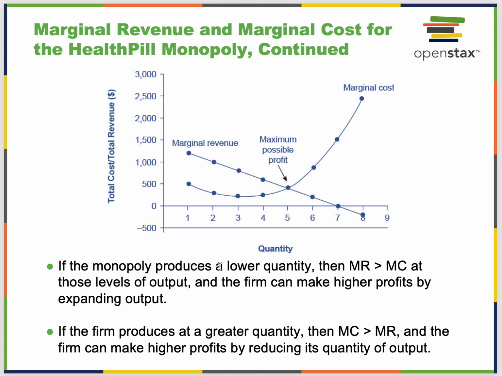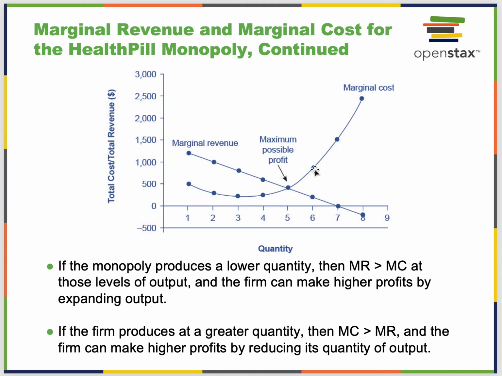If the monopoly produces a lower quantity, then marginal revenue is greater than marginal cost at these levels. So if I go down here, marginal revenue is above. If I'm at 4, marginal revenue is above. So if I produce one more, I'm going to get more revenue than I get cost. So yeah, let's do it.